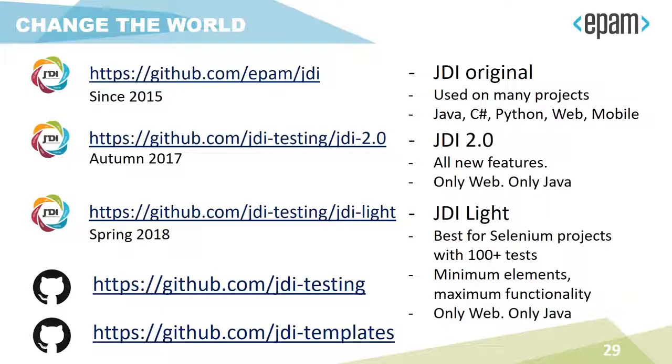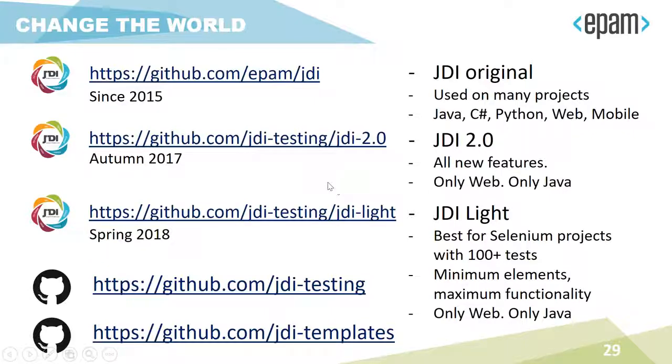Before I go to the live demo, I just want to say more about our policy related to the different JDI frameworks and our repositories. We have the main repository for JDI original, or JDI version 1, in GitHub EPAM JDI. This repository has existed since 2015, and it has everything for different languages, different platforms, and it is already proven on a lot of projects.